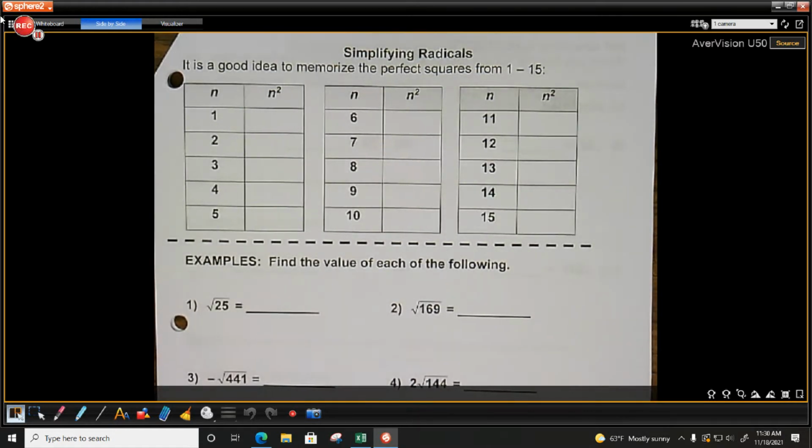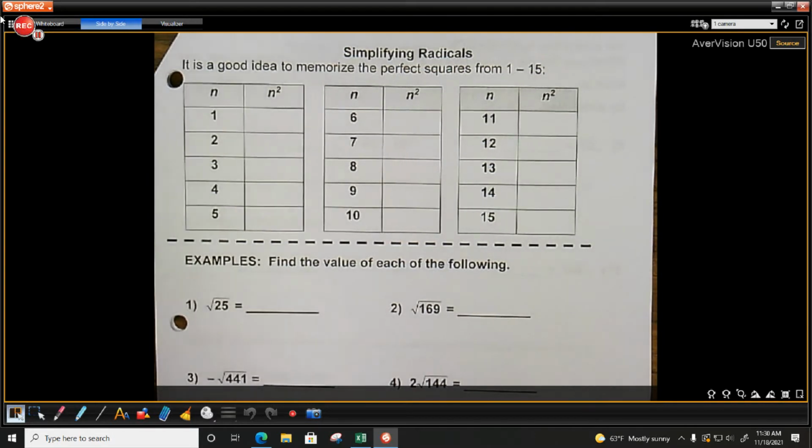It is important to know your perfect squares. Does anyone know what a perfect square is? What does it mean when I say a number is a perfect square? Yes, Enzo? When you take the square root of it, it gives you a whole number. Okay, so it's very important to be able to identify these perfect squares because it's going to help us.